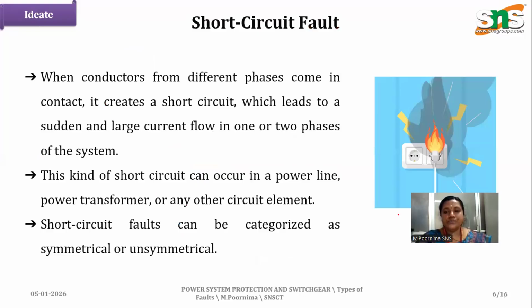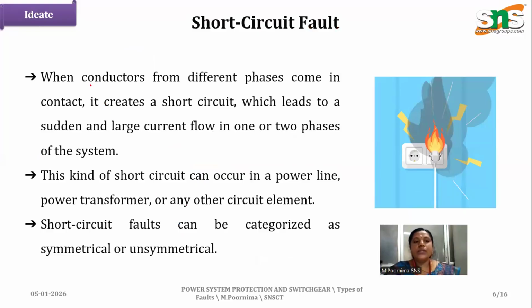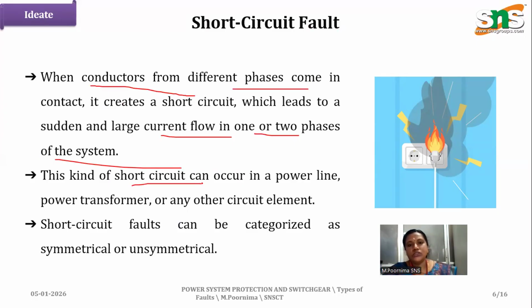Coming to the short circuit fault, when conductors from different phases come in contact, it creates a short circuit. For example, when phase A and phase B get in contact, it is known as a short circuit. It leads to a sudden large current flow in one or two phases of the system. This kind of short circuit fault occurs in power lines. We may see, because of the wind, two phases get in contact, and because of that we also get a short circuit fault.